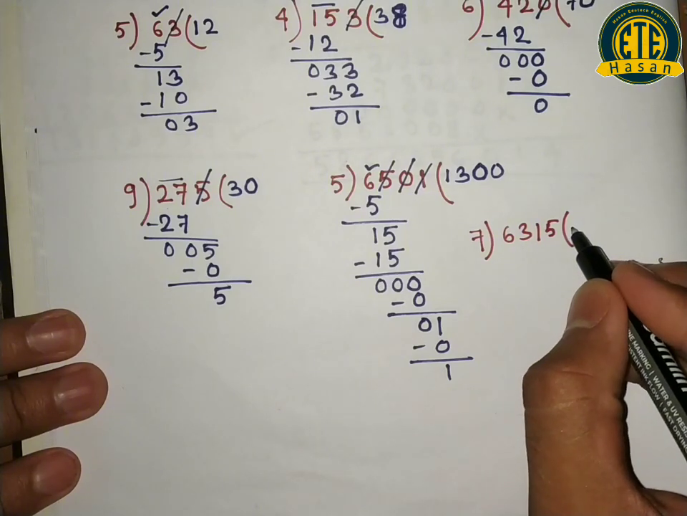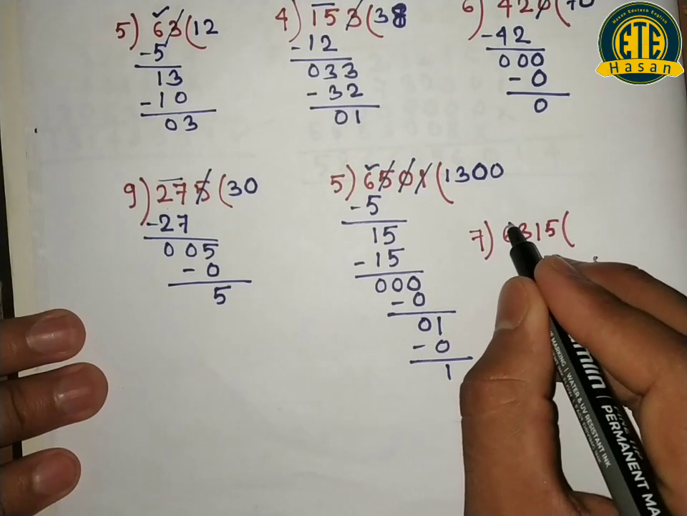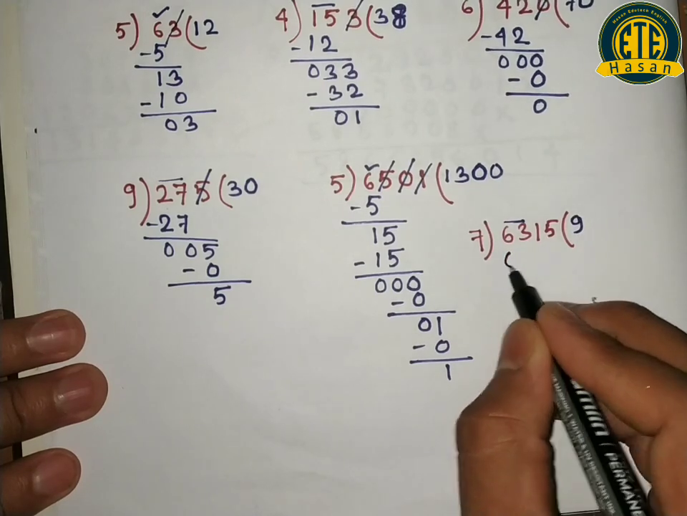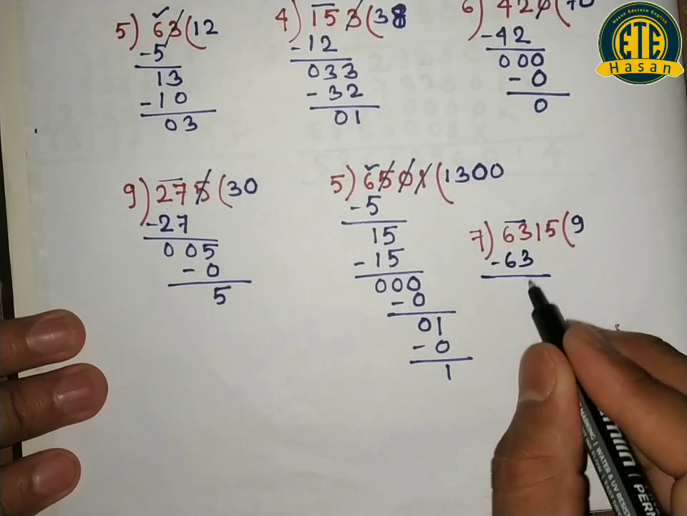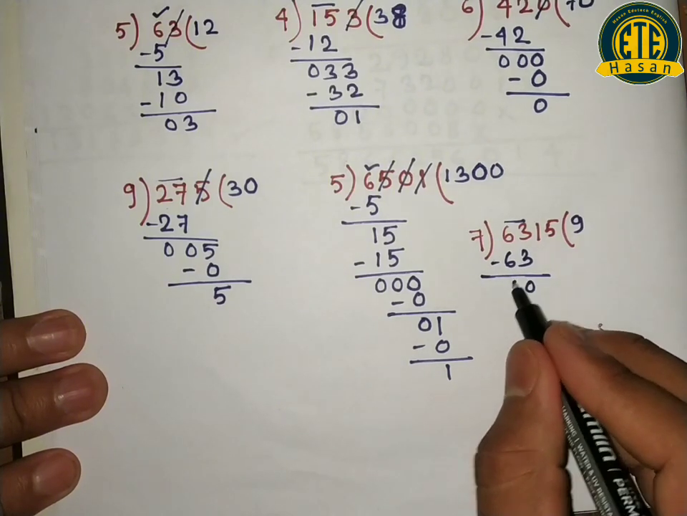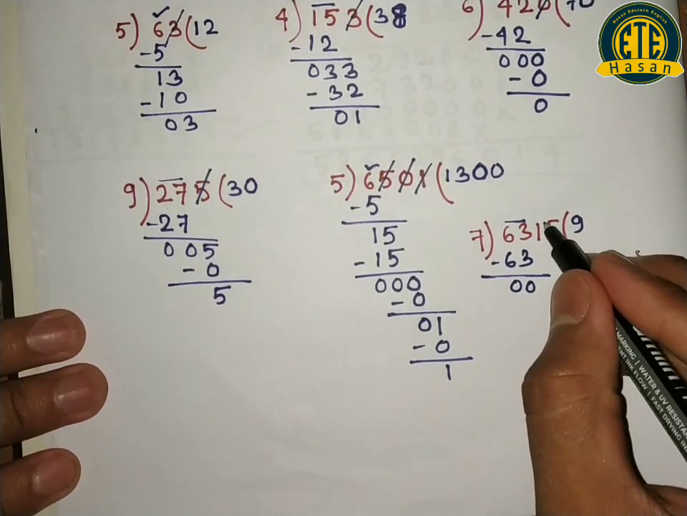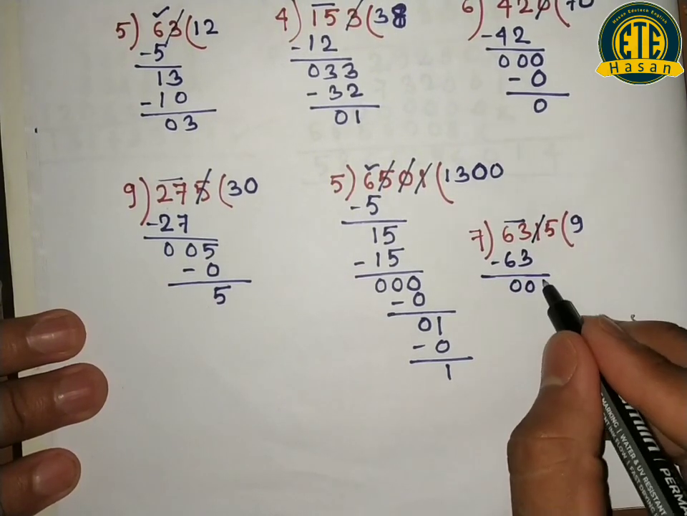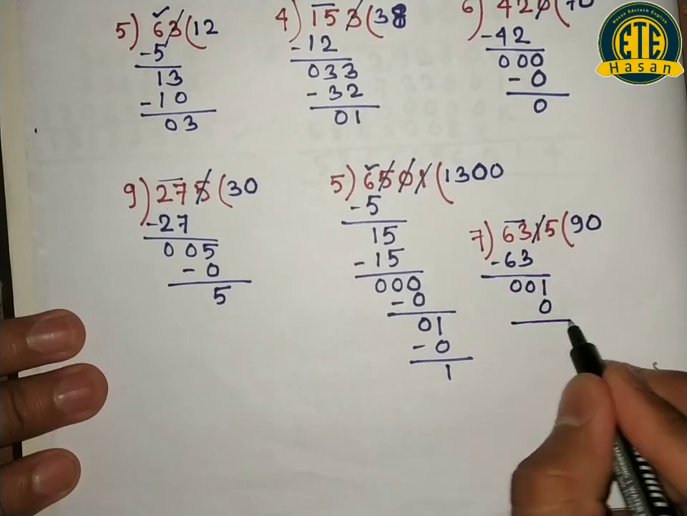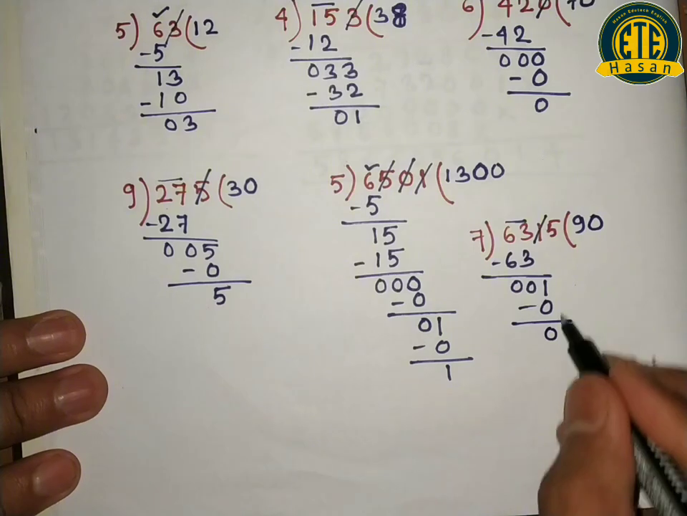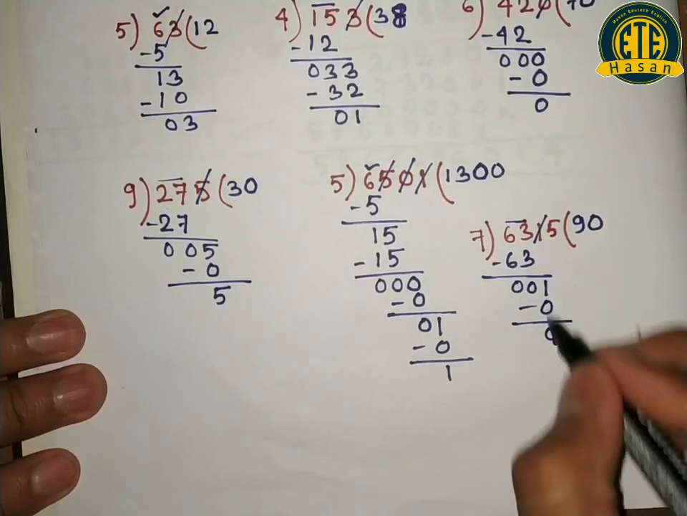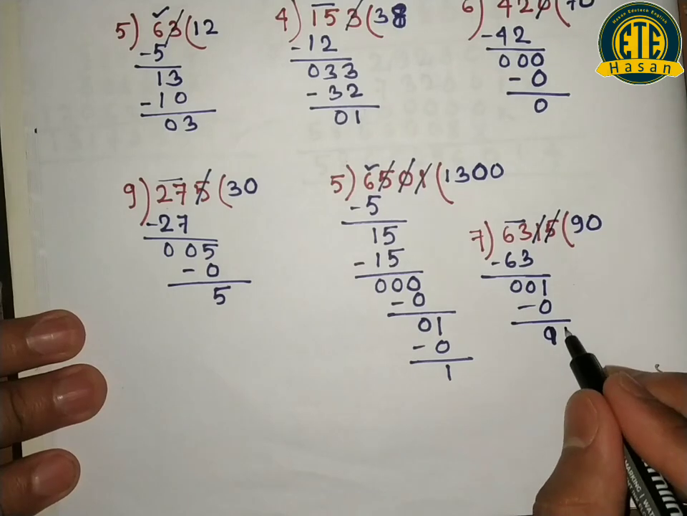7 ones are 7, not okay, so let's take two numbers. 7 nines are 63. Subtract it. 3 minus 3 is 0, 6 minus 6 is 0. After subtracting, I will note down from the dividend, which is 1. 7 zeros are 0. Now subtract it. 1 minus 0 is 1. After subtracting, I will note down this 5 here.